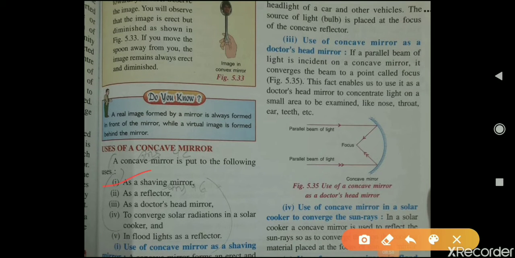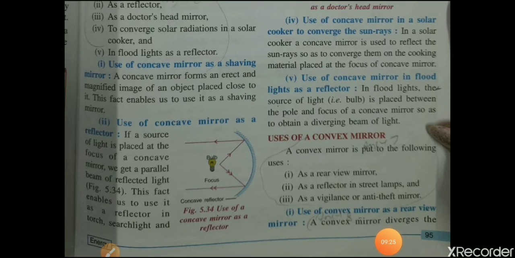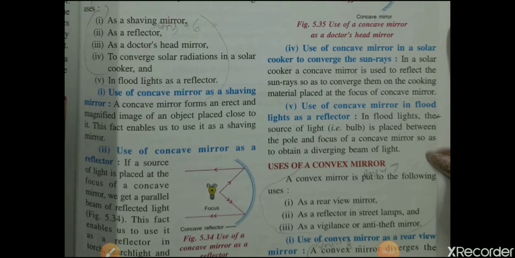It is used as a shaving mirror, as a reflector, as a doctor's head mirror, to converge solar radiations in a solar cooker, and also in floodlights as a reflector. Okay, now uses of a convex mirror. It is used as a rear view mirror, as a reflector in street lamps, and as a vigilance or anti-theft mirror. Okay, now by this the explanation part of our lesson number 5 is over.